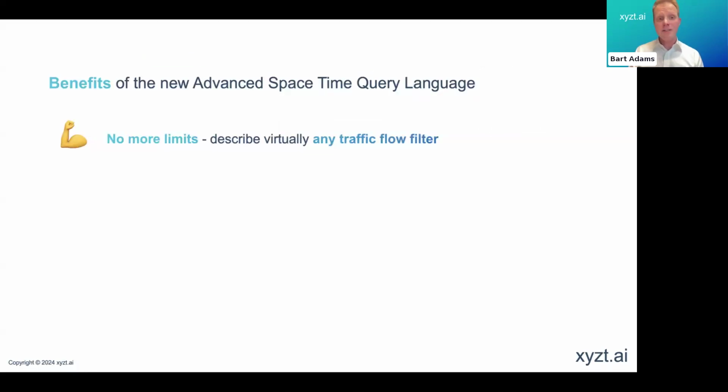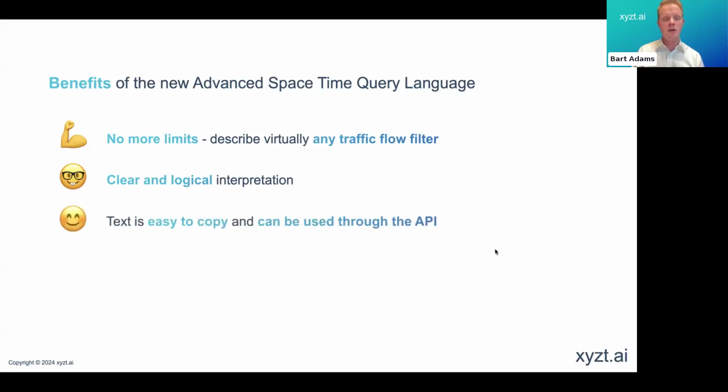So what are the benefits? No more limits, because that's the theme of the webinar. You can virtually describe any traffic flow filter and get insights immediately. It's very clear and logical. People can really read from top to bottom and understand the query just from reading the query. It's easy to copy paste around. You can also use it through the API. And it also enables you to maintain a cookbook.